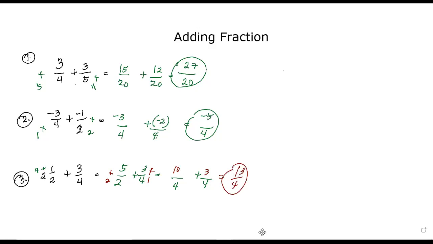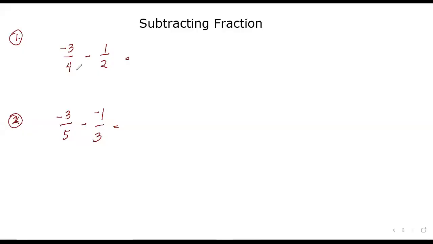Alright? Okay, so now let's proceed to subtracting fractions. For subtracting fractions, the first given is negative 3 over 4 minus 1/2. It is the same as our addition, but here we need to consider again the SCC, same change. But before that, we need to get the LCD of the numbers. What will be the LCD? 4, because they are both divisible by 4.